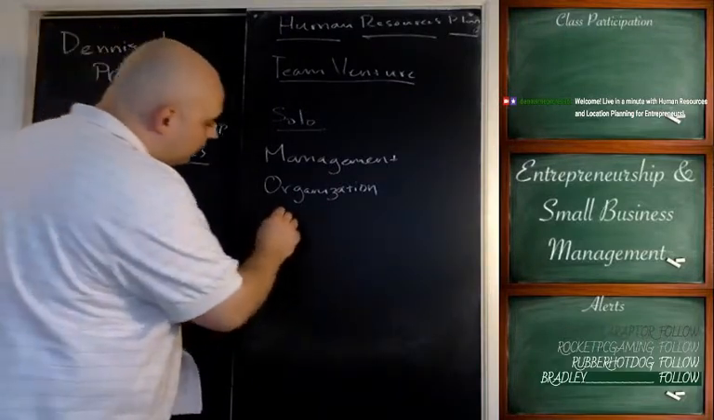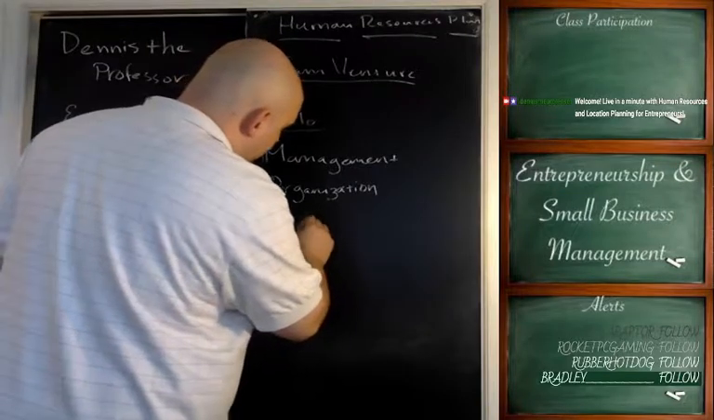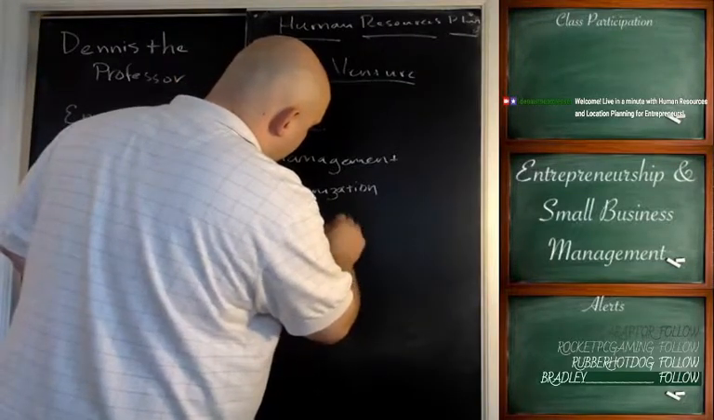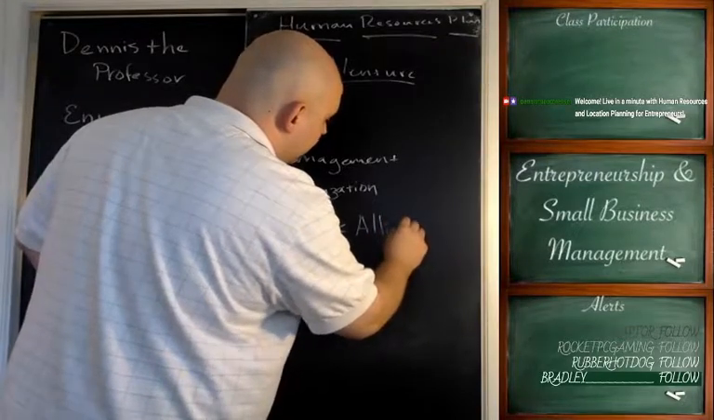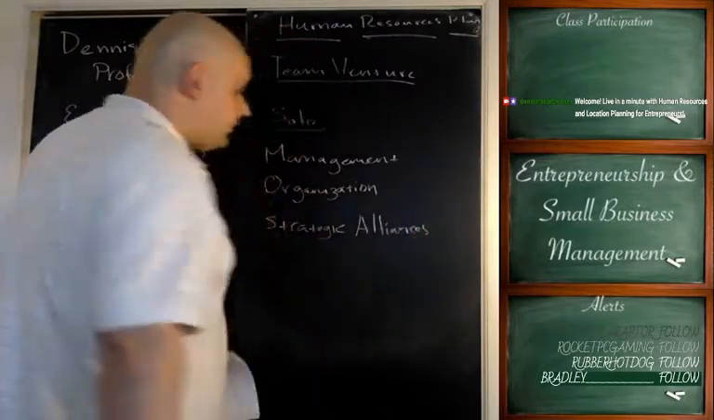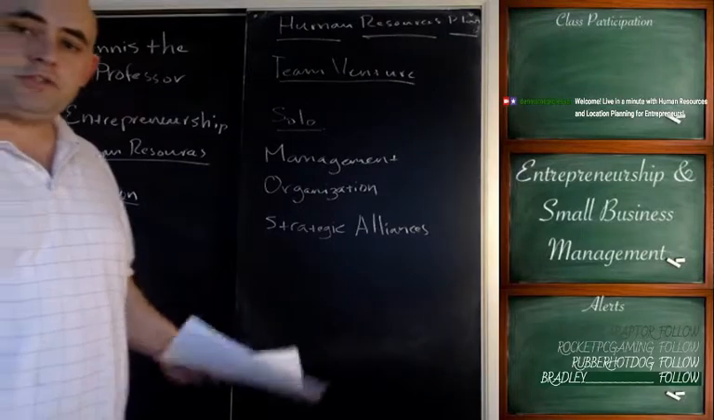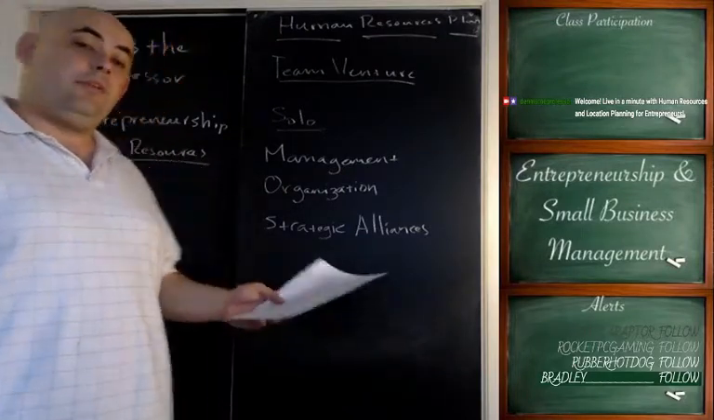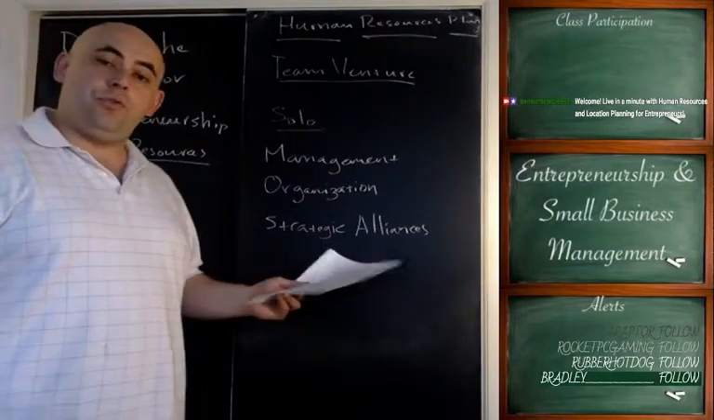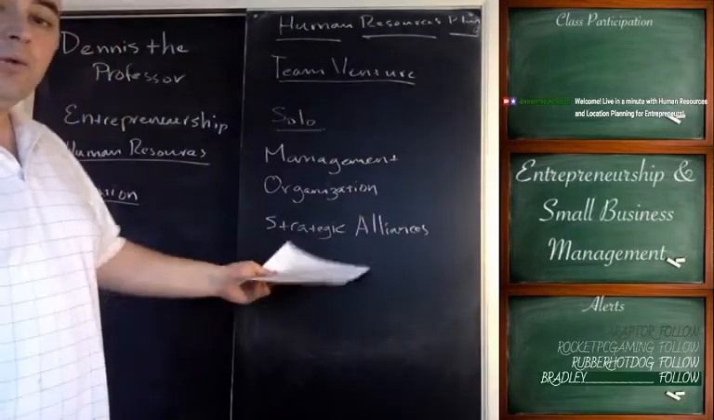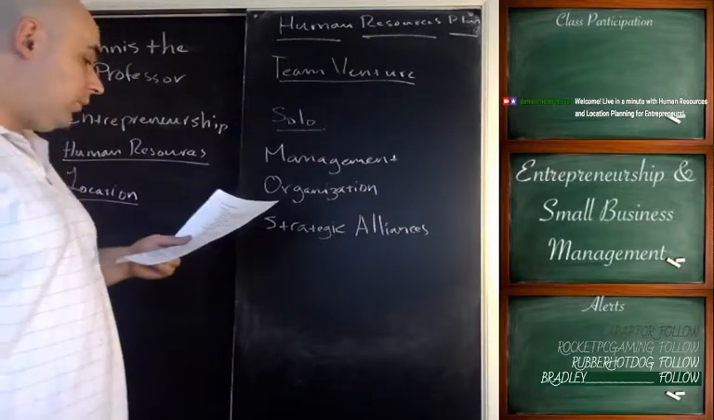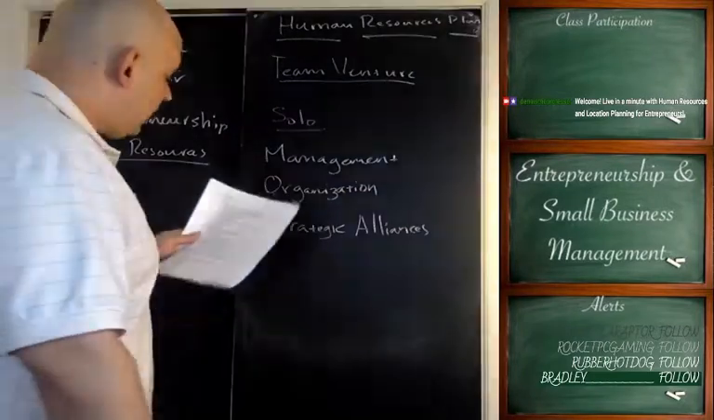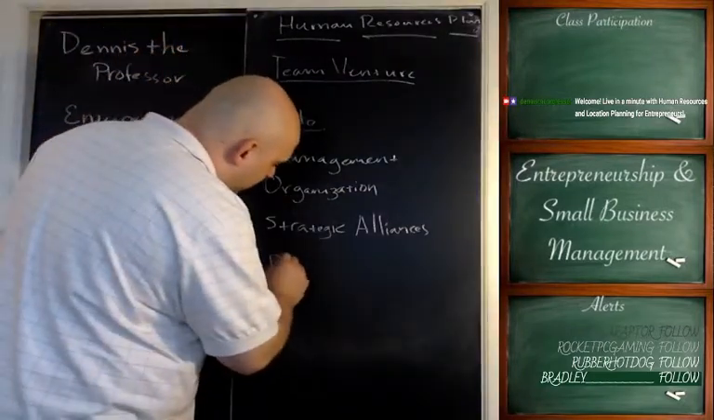We're also going to talk about strategic alliances. These are going to be people or businesses that are not necessarily your employees, that are not necessarily working just for your company, but that you can create some kind of mutual benefit, a win-win situation, in order for both of you to succeed and thrive in the business world. We're going to find that this is actually extremely common. And then we're going to finally talk about a board of directors.